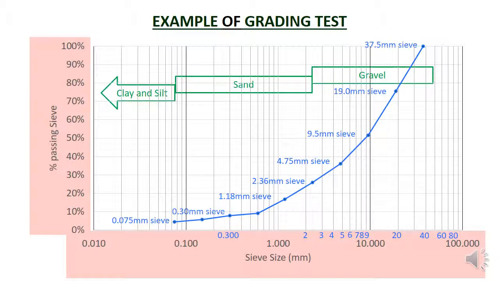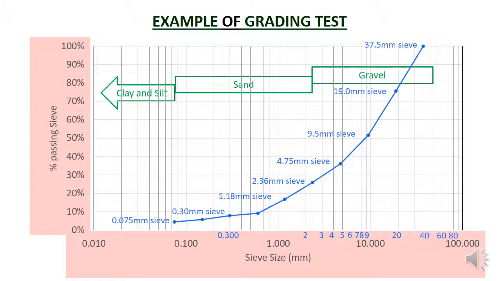Firstly, a steep slope, like the one between 9.5mm and 37.5mm sieves, indicates a large amount of aggregate is retained on the sieves. In this case, there is a lot of coarse gravel, as mentioned before. A shallow slope, like that between the 0.075 and the 0.6mm sieves, indicates that not much material falls into these particle sizes.